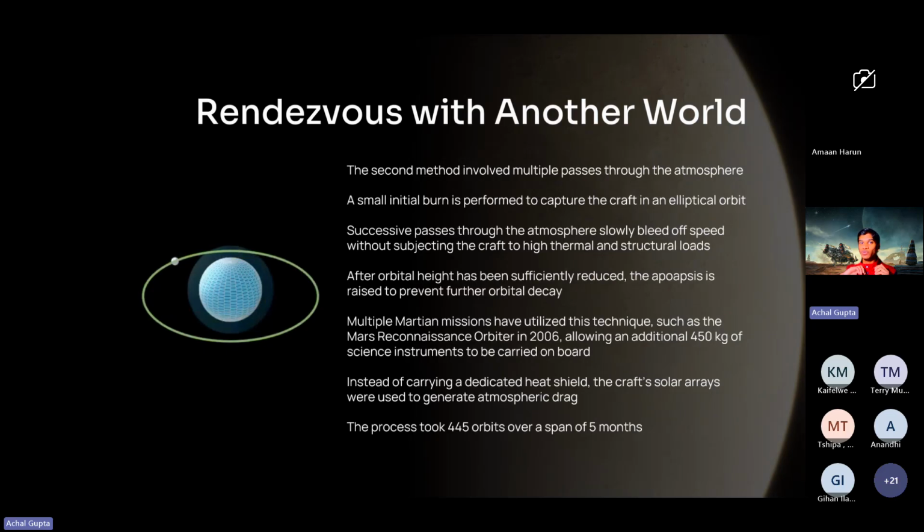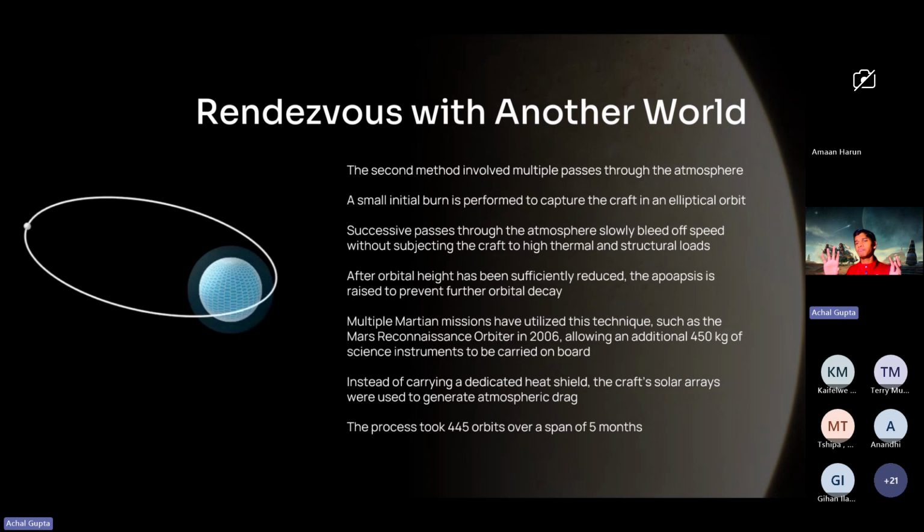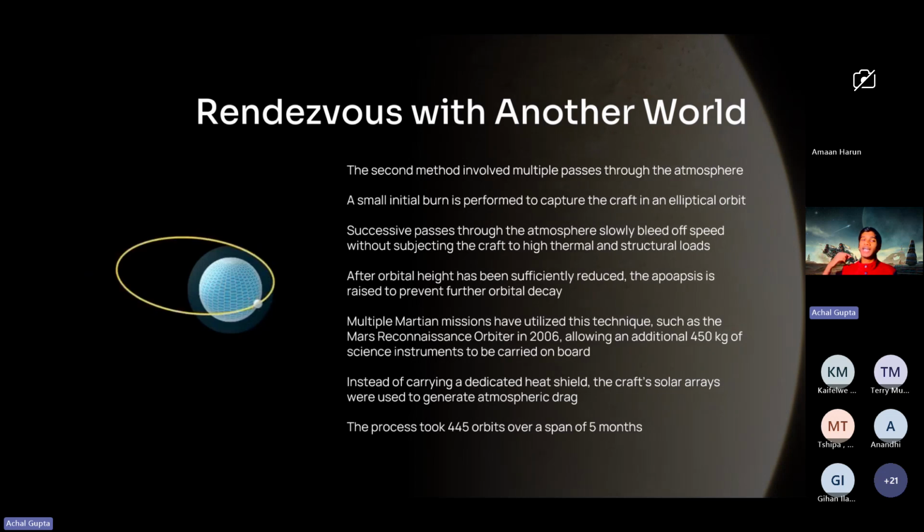So once you arrive at Mars, you burn retrograde and capture into an orbit, maybe, using your engines. And then after that, you do slow passes through the atmosphere. In the case of MRO, it was 445 orbits over a span of 5 months. So you can see how slow this process is, but it's also safe. And you can reduce your orbit.